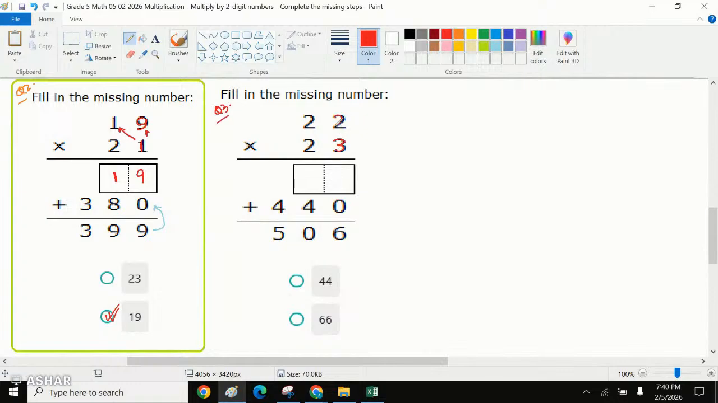3 multiplied by 2 is 6. 3 multiplied by 2 is 6. Easy. 66 was the answer. Or to confirm, 506 minus 440. 6 minus 0 is 6. 50 minus 4 is 6. 44 is 6. That means 66 was the answer.